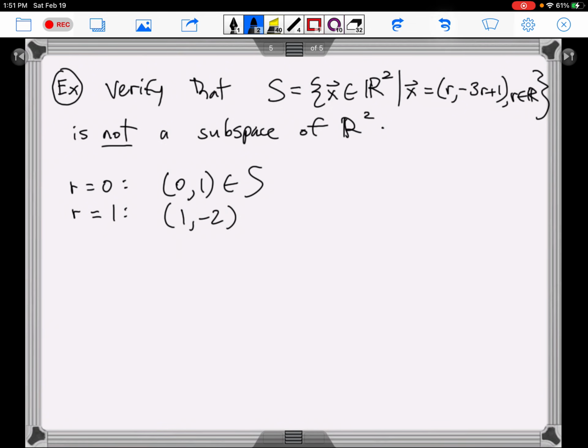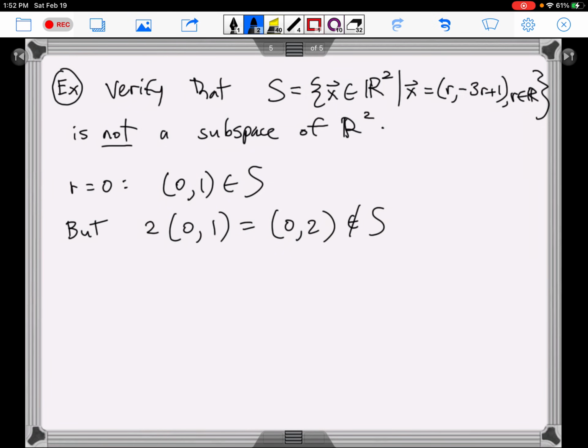I guess we don't even need what I just wrote down to show what I'm about to show, okay? So remember, if it is a subspace, then that means it needs to be closed under scalar multiplication. But what happens if you multiply this vector by the scalar 2? This would equal (0, 2), and (0, 2) is not inside of S, right? How do we know? Because it doesn't equal (0, -3r + 1), right? It does not work.